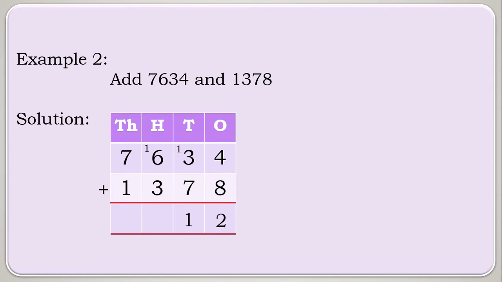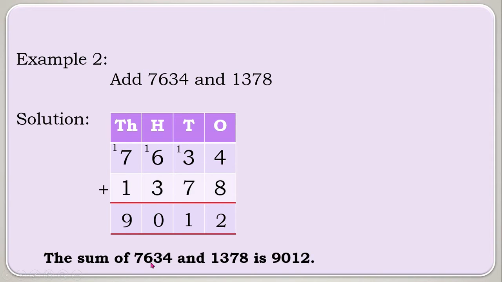And now we will include this one in the addition of the digits in hundreds column. That is 1 plus 6 is 7, 7 plus 3 is 10. We will write 0 here and carry over 1 to the next column. And 1 plus 7 is 8, 8 plus 1 is 9, 9 here. So therefore, the sum of 7634 and 1378 is 9012.